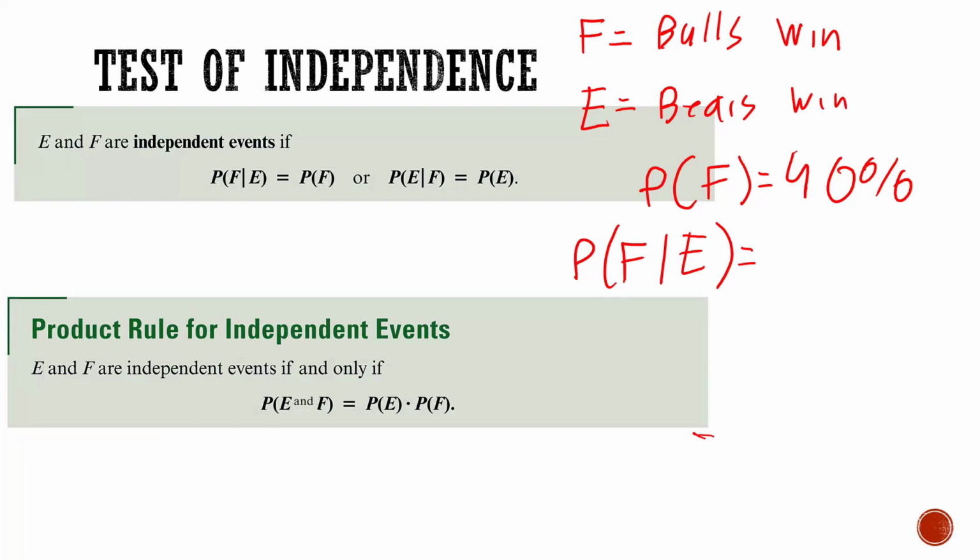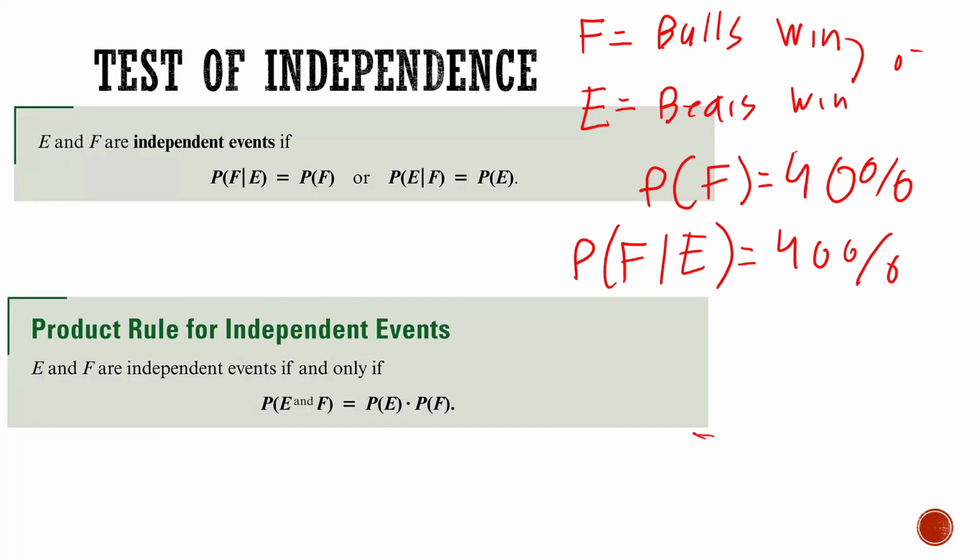Is it still 40%? Yeah, they're independent events, right? So notice this is true because these two events aren't related, right? If these numbers were different, right? If this number was 70%, right, then somehow the fact that E occurred affects F. So this is the test of independence, right?